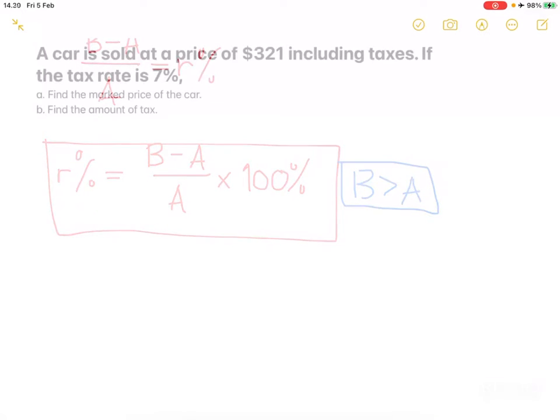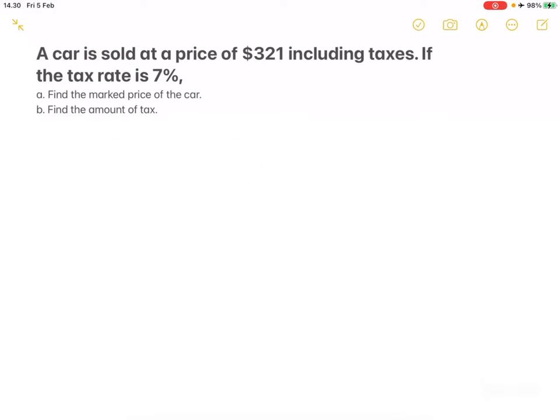It says a car is sold at the price of $321 including taxes. If the tax rate is 7%, we need to find the market price of the car and the amount of tax. One of the examples of percentage increase in daily life is taxes. For example, if you buy something in a shop, you always get charged a certain amount of tax. So that's just an example in real life.